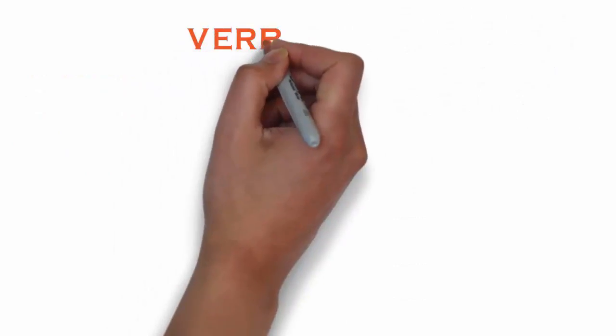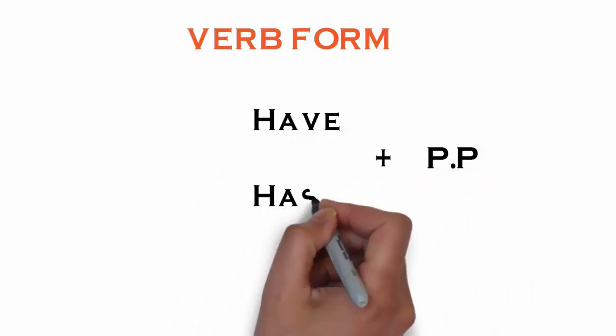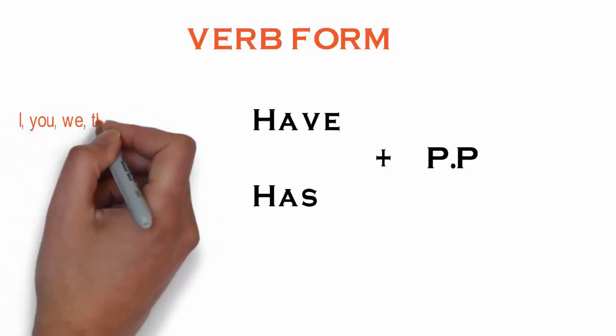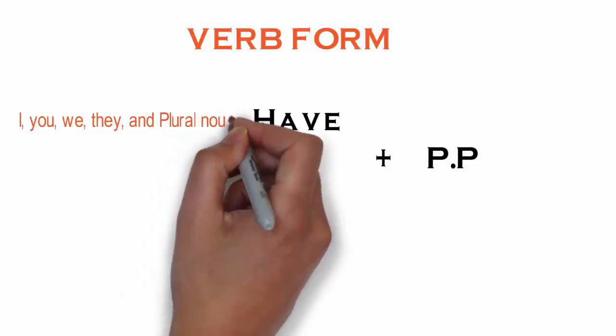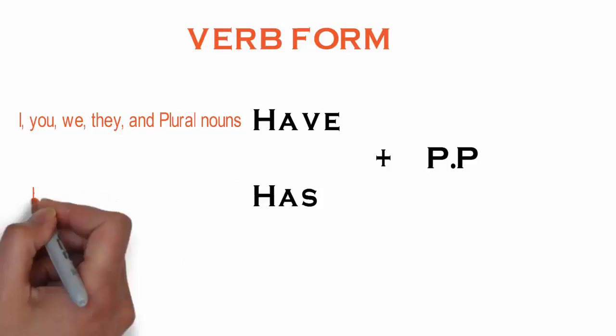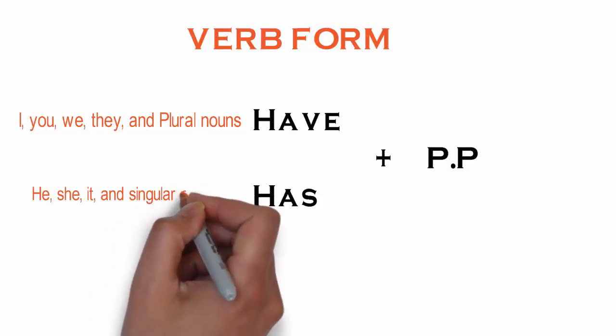Good. What about the verb form? How can we put the verb in the present perfect tense? Actually, it's really easy. We can use have or has plus the past participle. First, have or has. We can use have with I, you, we, they, or a plural noun. We can also use has with he, she, it, or a singular noun.